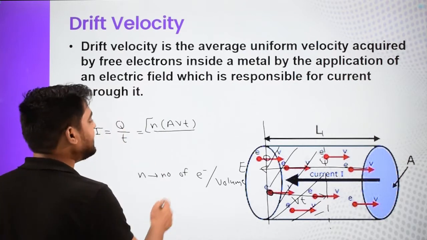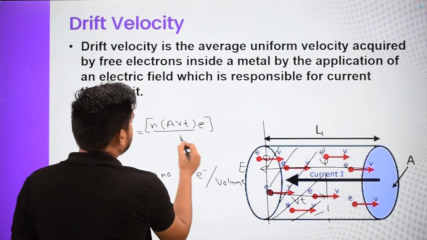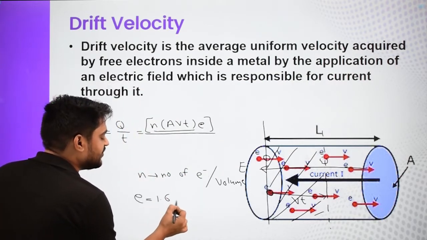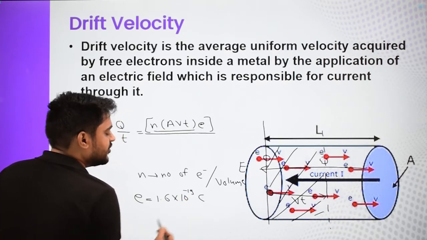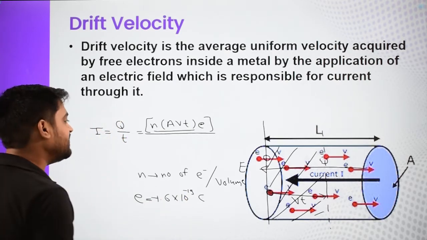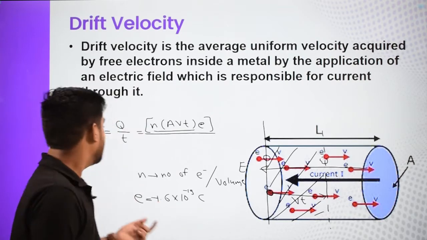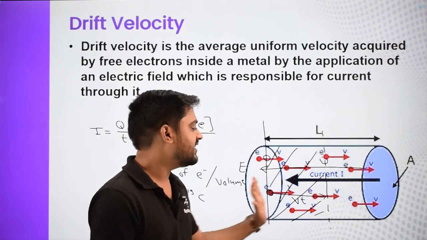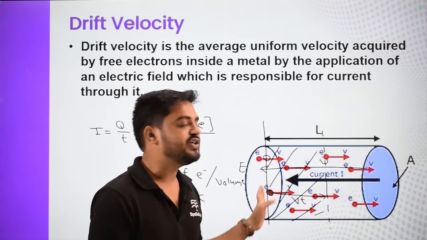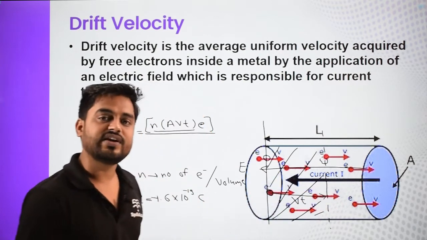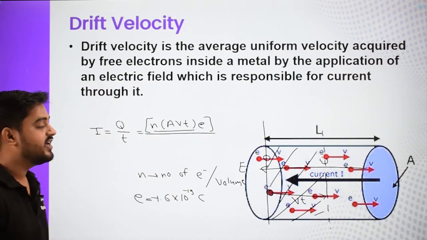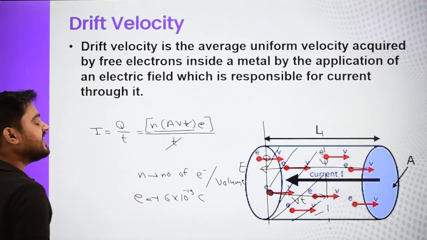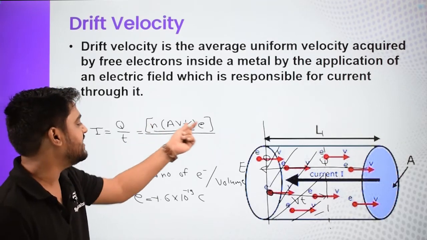If I multiply with e, what does e stand for? e stands for the charge on each electron, that is 1.6 × 10^-19 coulomb. To be precise, it is negative, but this negative sign we will adjust. We'll just write the numerical value as we are finding the current. We already know that due to this negative sign, the electrons are moving towards right and current is moving towards left. So direction is opposite, and the negative sign only indicates that. We'll just put the magnitude over here, divide by t, and eventually this t gets cancelled and we get an expression that I is equal to nevA.